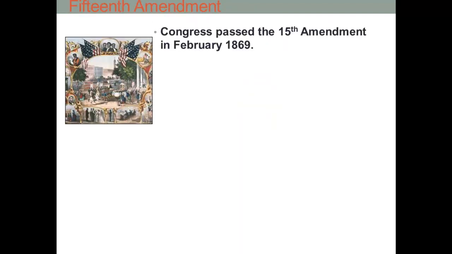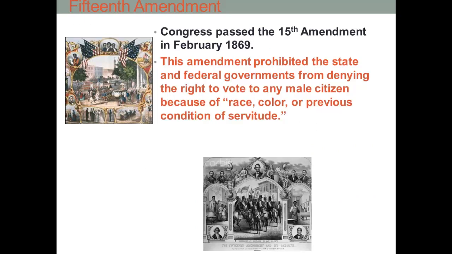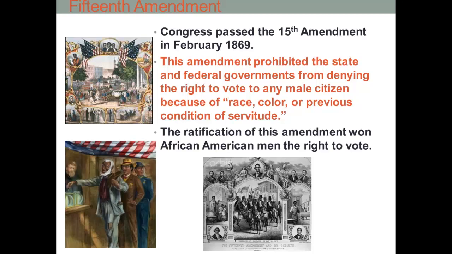In February 1869, Congress passed the 15th Amendment to the Constitution. This amendment prohibited, or stopped, the state and federal government from denying the right to vote to any male citizen because of their race, color, or previous condition of servitude, meaning slavery. The ratification of this amendment won African American men the right to legally vote.